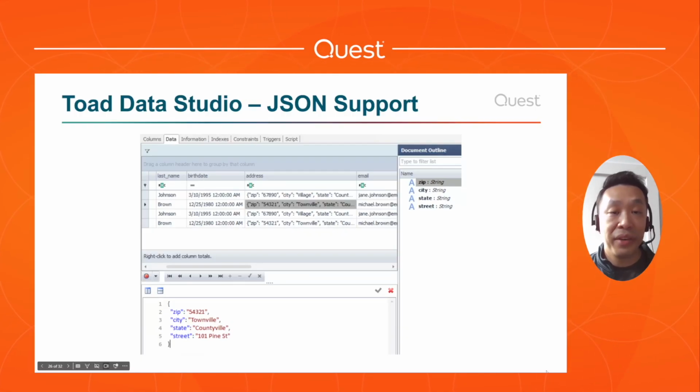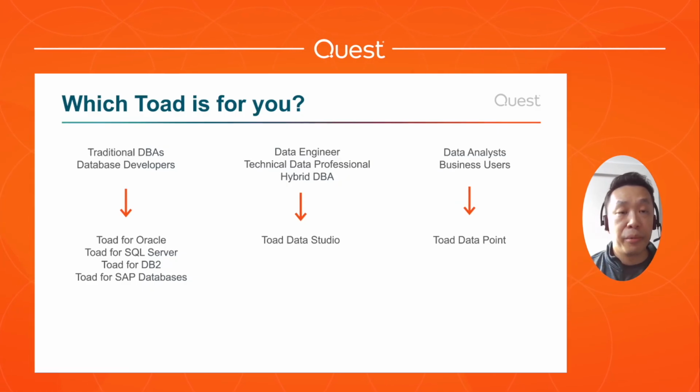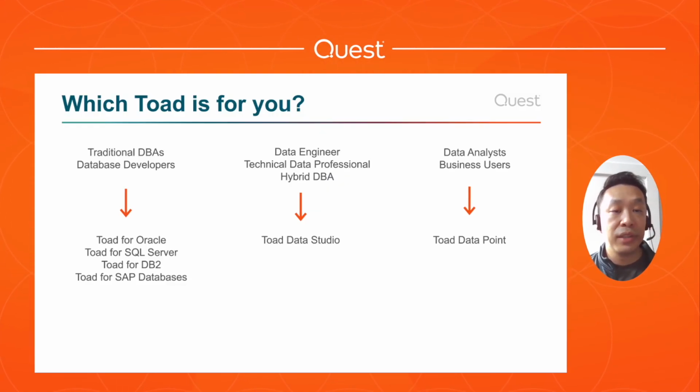All right, so we covered a lot of different Toads, right? And this slide kind of summarizes that, or we're going to break it down. If you're a very technical DBA or database developer and you're really focused on one platform, then you're going to want to look at the Toad for platforms, right? Toad for Oracle goes really deep into Oracle. Toad for SQL Server goes really deep into SQL Server. DB2 and SAP and so on. So if you're a DBA for those platforms and you want to go deep and get diagnostics and things like that, or if you're a developer and you want the debuggers and optimizers, you're going to want to stick with the Toad for products.